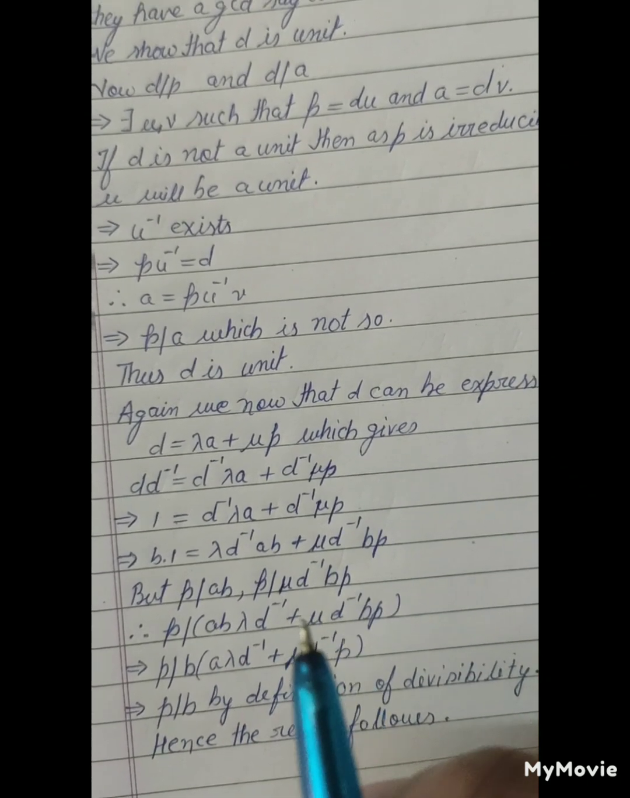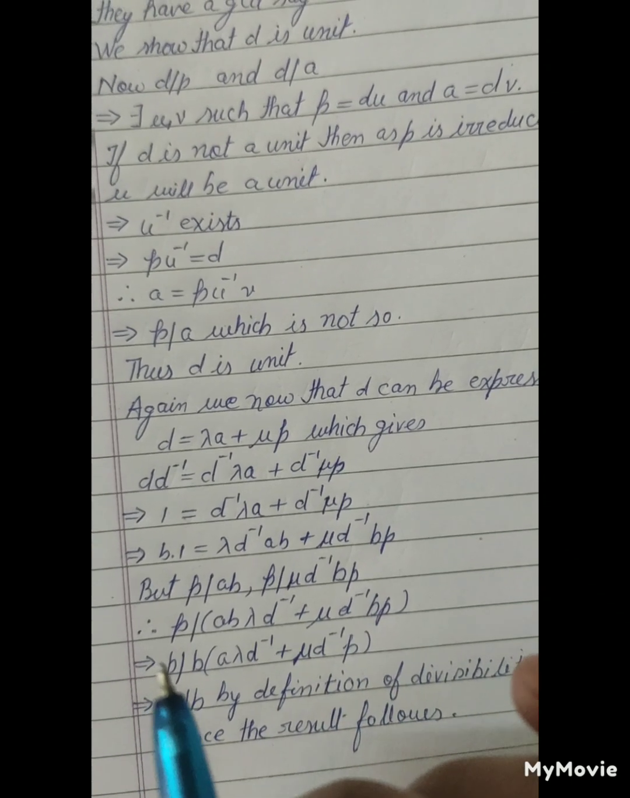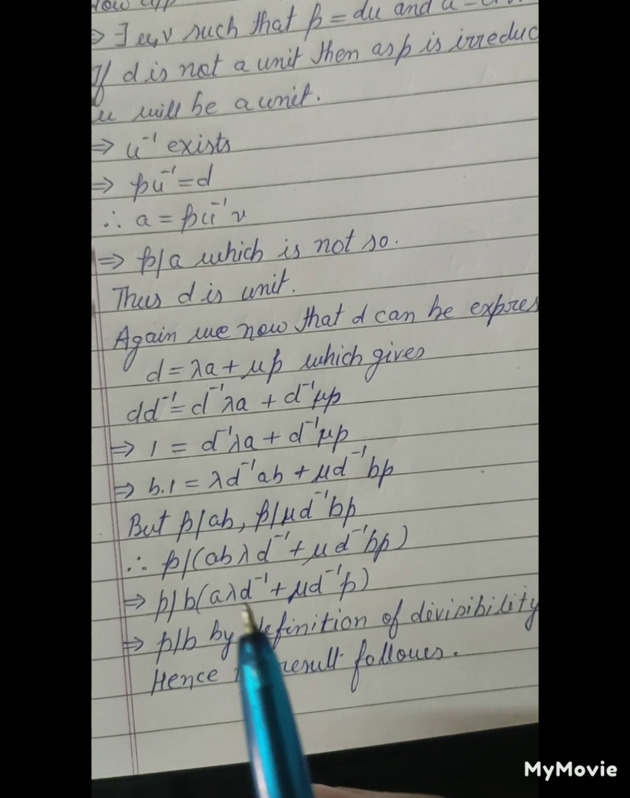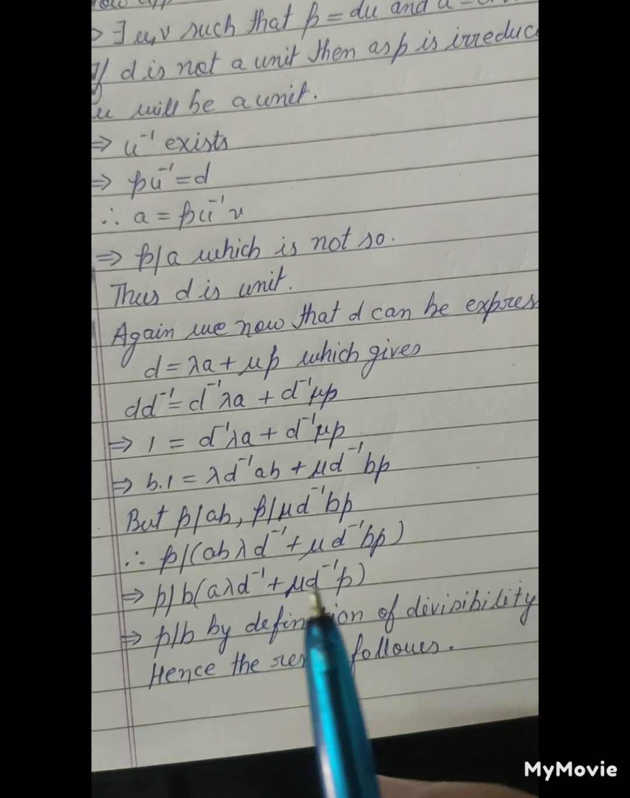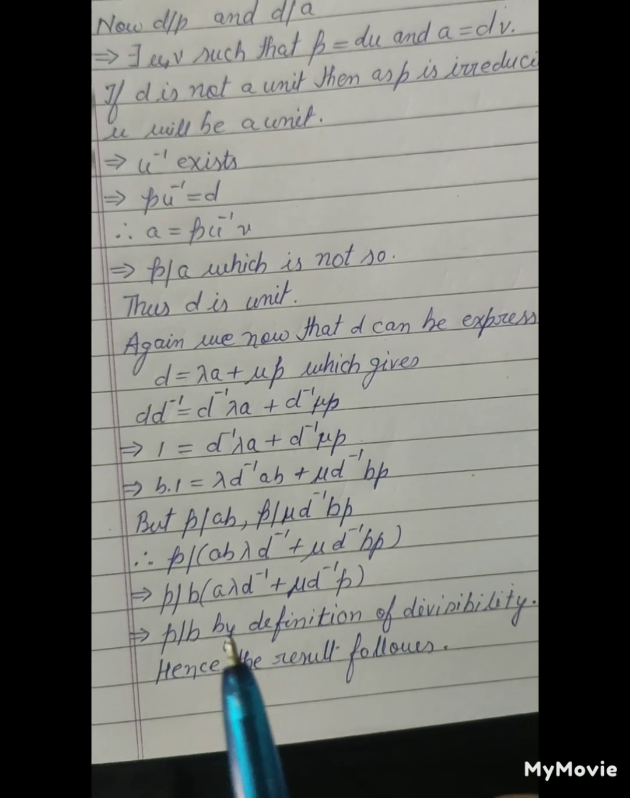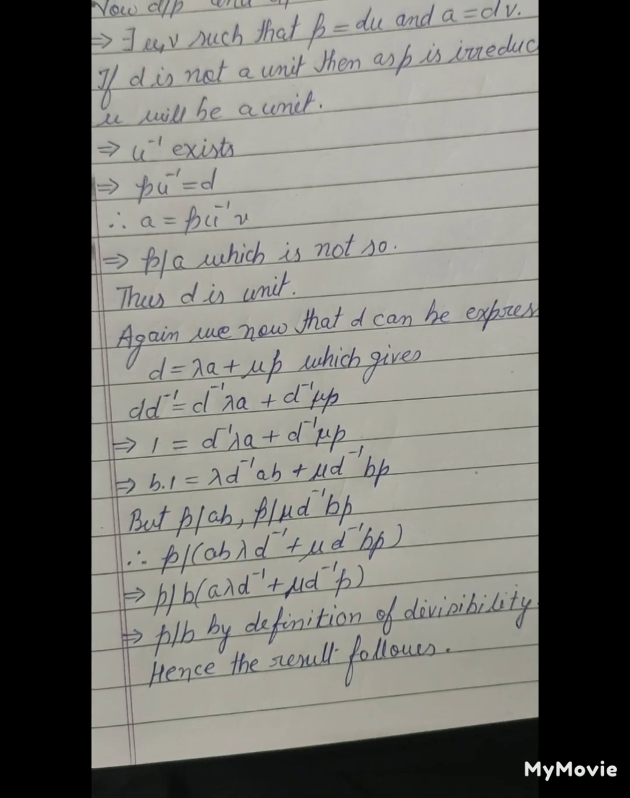But P divides AB, and P divides mu D inverse BP, so P divides lambda D inverse AB plus mu D inverse BP, which implies P divides B, by the definition of divisibility. Hence the result follows.